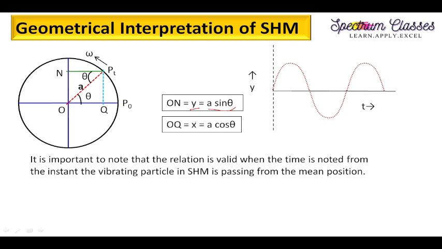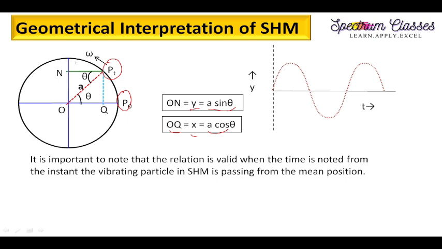If you are a biology student, then I will make a separate video on this. But here, because of the length of the video, I am just going to avoid all such things. OQ is equal to X, which is equal to A cos theta. So these two are the projections of this point P after time t.